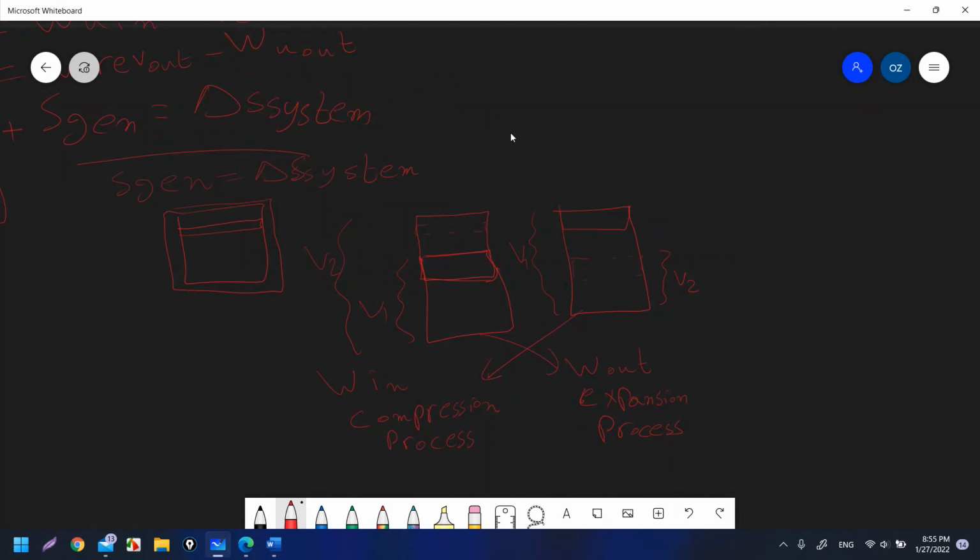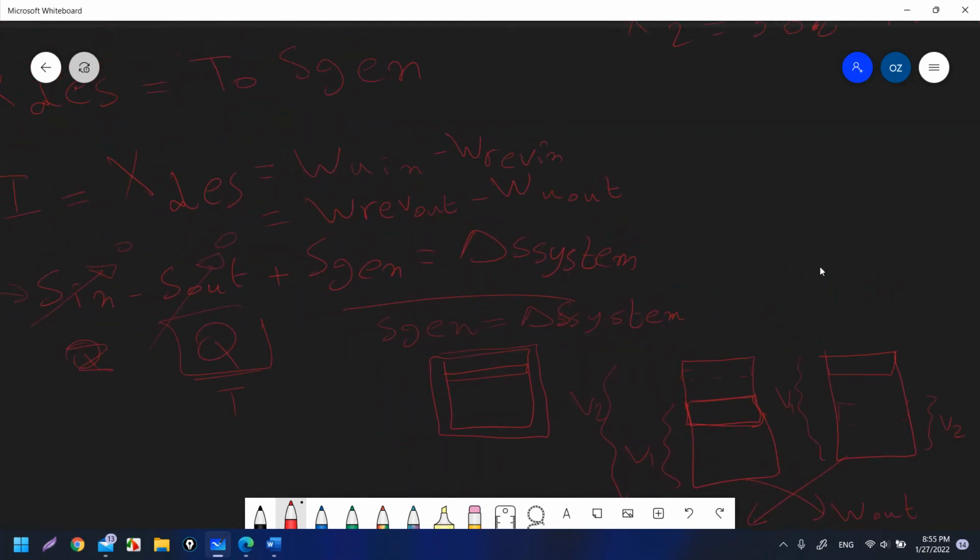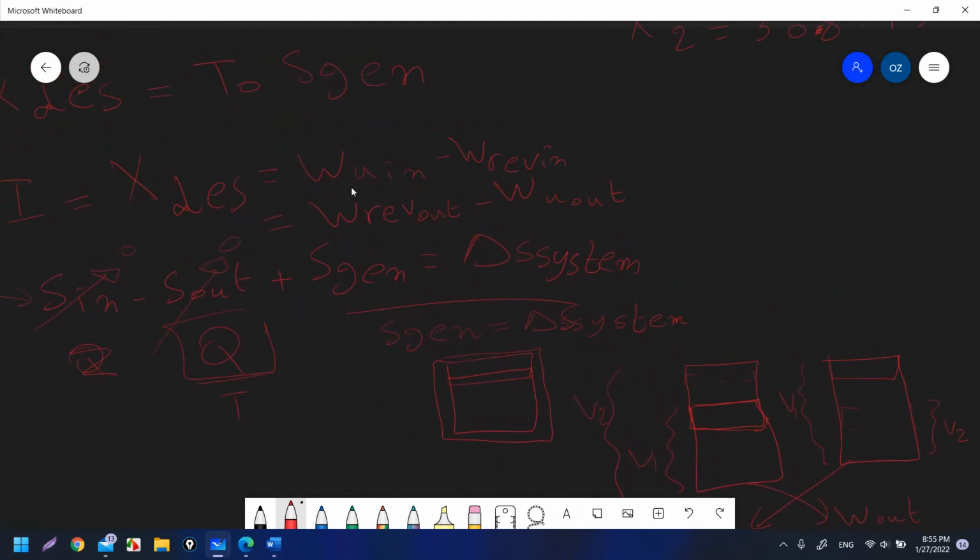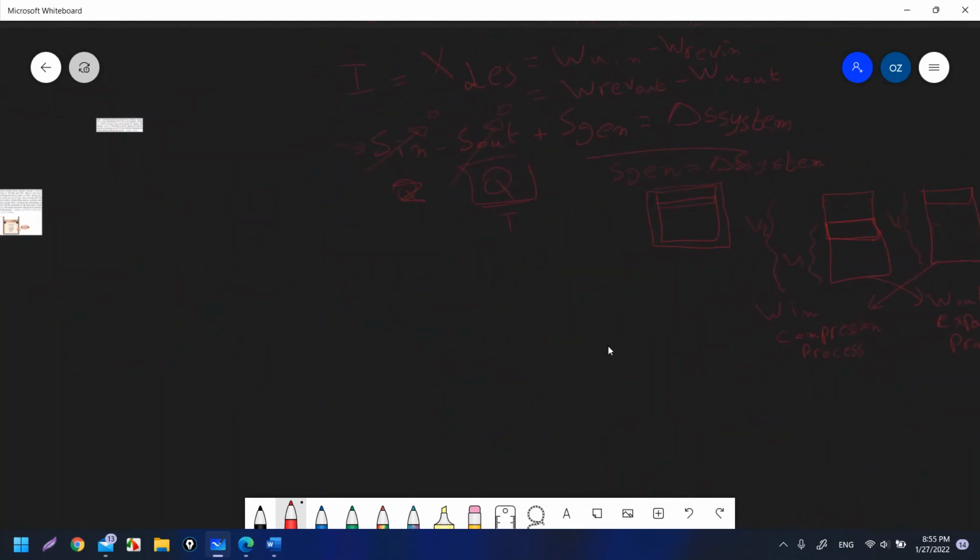So if it is a compression process, V1 is larger than V2. It is a work in. So I will use the equation with the work in, W useful in minus W reversible in. The irreversibility equal to X destroyed equal to work useful in minus work reversible in. Okay, what is the useful work? What is the reversible work? How can I find them?